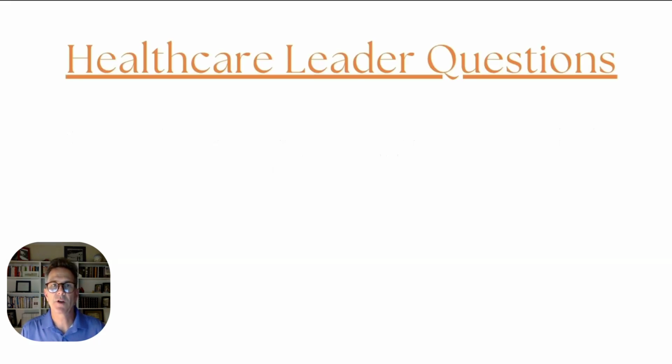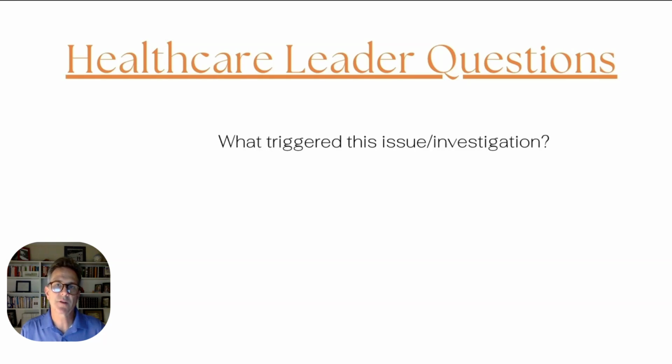Okay, there are four main questions that you want to cover. The first is, what triggered this issue or investigation? So essentially, what are the facts and circumstances that led you up to this particular point in time? Now, if you don't have all the facts and circumstances in front of you at that point in time, sometimes you're still gathering information. That's okay. You could just let the leader know we're still gathering information.